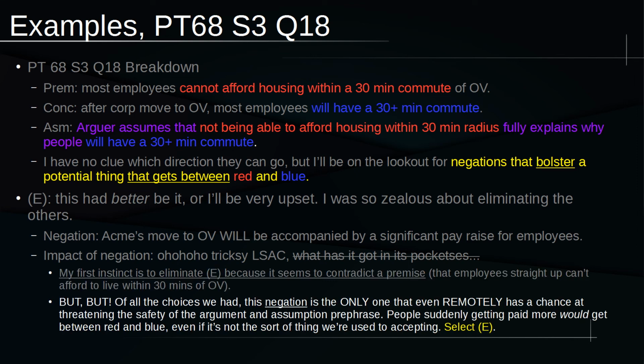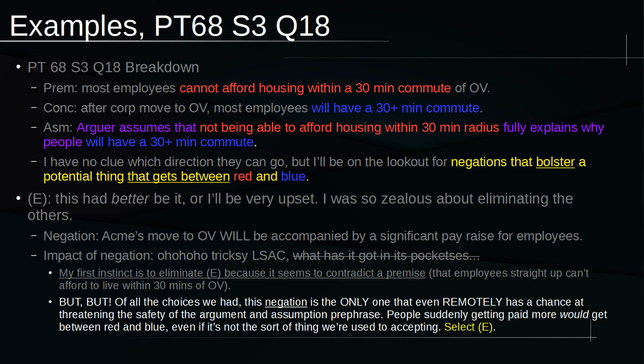But of all the choices that we had so far, this negation is the only one that even remotely has a chance of threatening the safety of the argument and our pre-phrase. People suddenly getting paid more would get between red and blue. It would wedge them apart, even if it's not the sort of thing that we're used to accepting. So we're going to select E in that case.